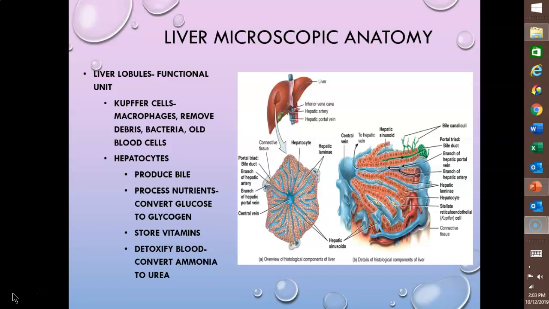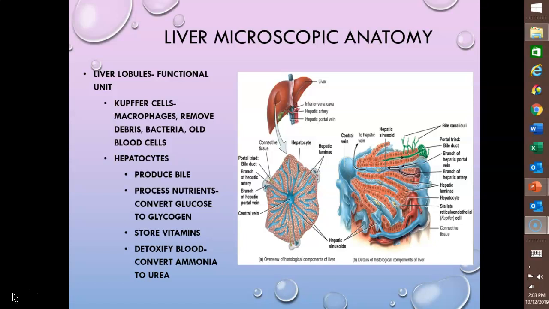Those small little canaliculi are going to merge into larger and larger ducts that eventually form the left and right hepatic ducts. So the canaliculi receive the bile that is made from the hepatocytes and then merge it into larger and larger ducts.